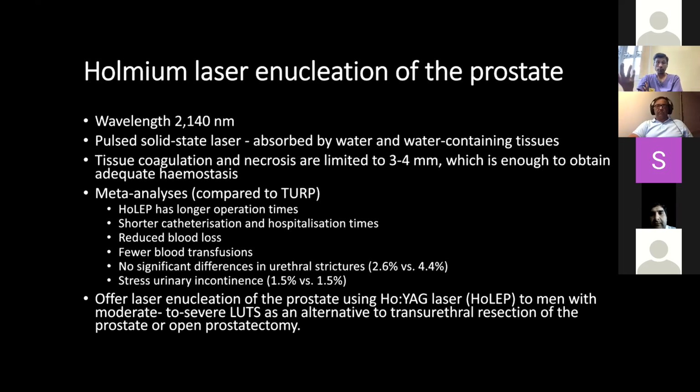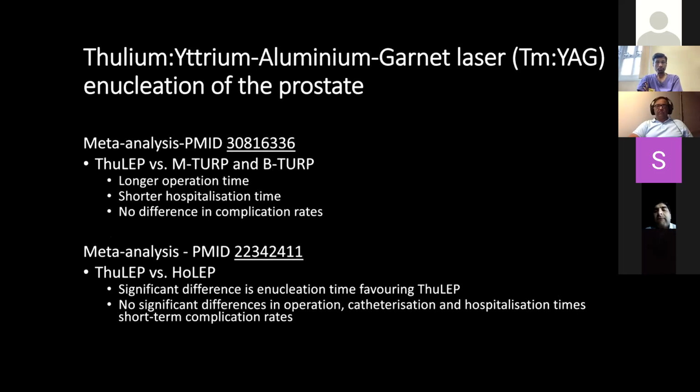There are multiple meta-analyses which showed that holmium results in longer operation time when compared to TURP, but we are not comparing apples with apples here. TURP is for smaller glands, less than 80 cc, while holmium is for larger glands. Shorter catheterization period. In the UK, there are a lot of centers offering even a day care holmium enucleation service. The patient may go home with a catheter. Next day, the catheter will be removed.